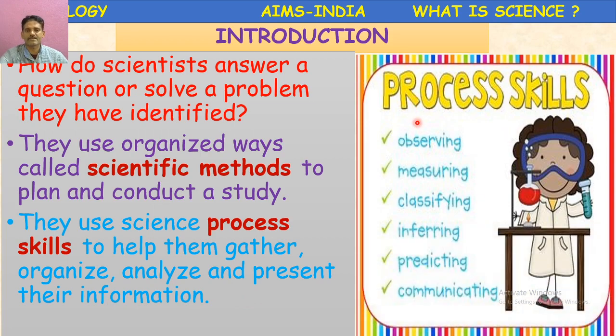So these are the process skills. Main process skills are observation or observing, measuring, classifying, inferring, predicting, communicating. Most of these process skills are useful in science. So science process skills we are going to discuss today.